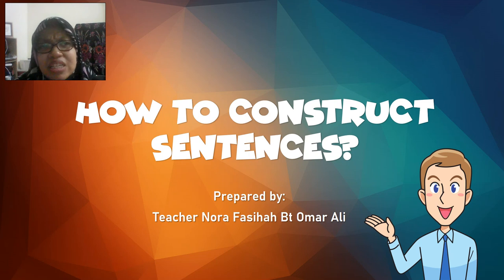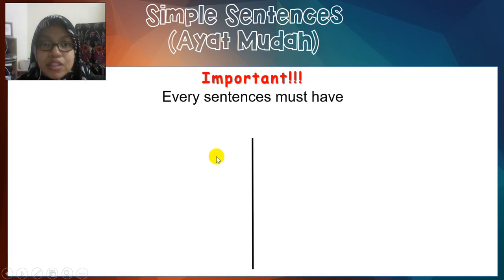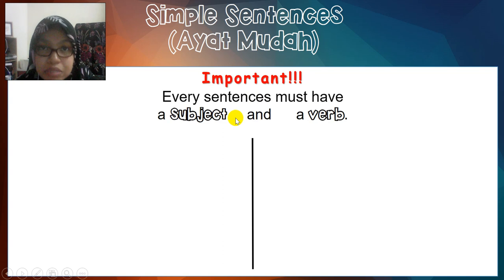So what is a simple sentence? Simple sentences are easy sentences. What is a simple sentence? Every sentence must have, you must remember this, it is very important, a subject and a verb. In a simple sentence, you must have a subject and a verb.